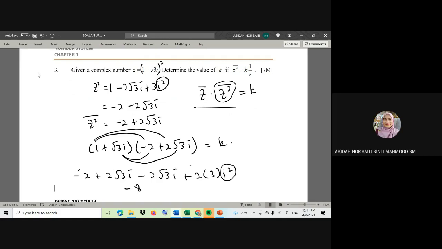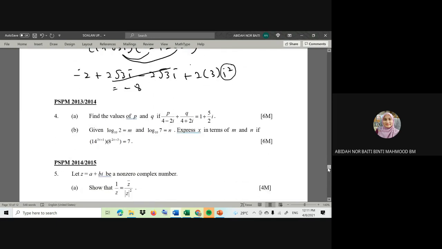Jawapan dia apa? -8. Kan? Ya, boleh ya? Terus buat K subject je, macam tadi je. So kalau jumpa macam ni, okay, square dulu, baru conjugate. Okay, jangan conjugate and then you square. Okay, square first and then conjugate.